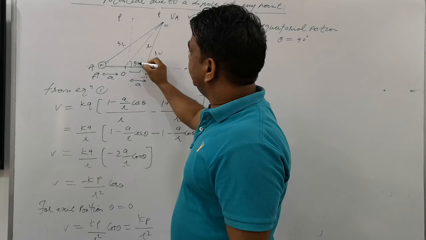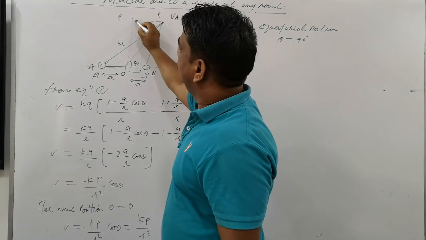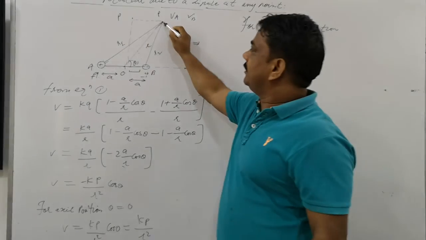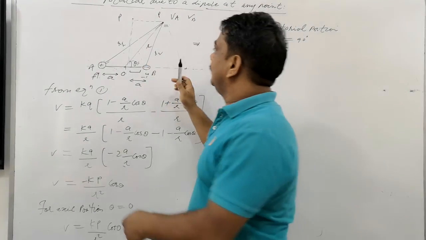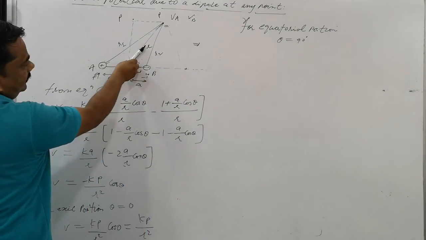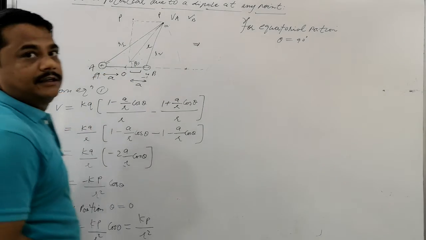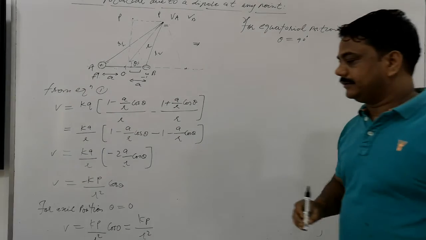Its vector is making theta angle, and this point will come here. Then the position vector will make a 90 angle here. And if this point comes here, then this vector will make a 90 angle and this vector will make a 0 angle. Clear? So for the axial position, the angle will be 0, cos 0 is 1.